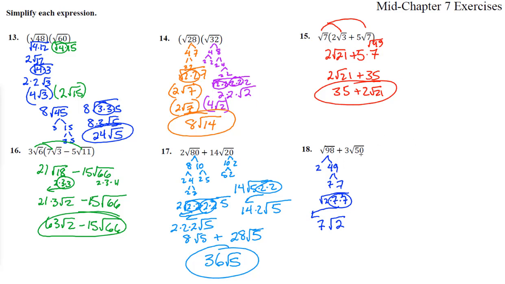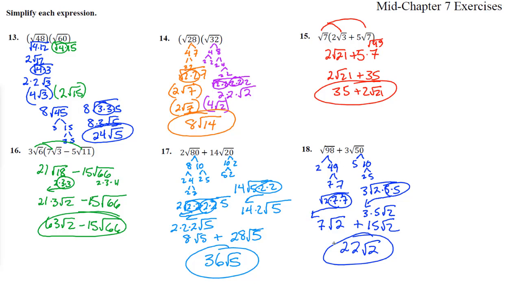And then here we have 50, which is 5 times 10. 2 times 5. So we get 3 times the square root of 2 times 5 times 5. Oh, there's a perfect square. So he gets to leave the irrational world. Square root of 25 is 5. So we have 3 times 5 times the square root of 2, 15 square roots of 2. 7 square roots of 2 plus 15 square roots of 2 is 22. Those are now like terms, 22 square roots of 2.